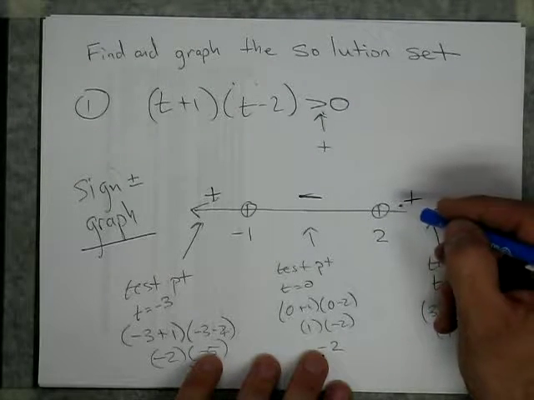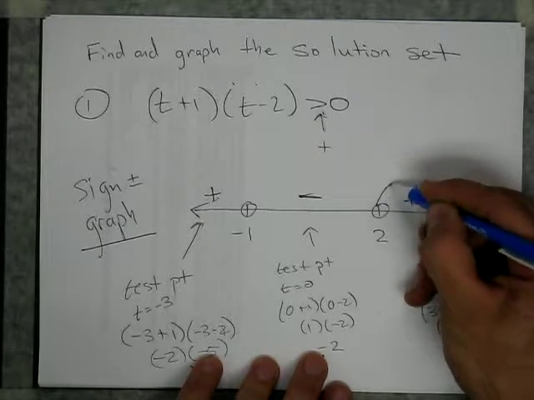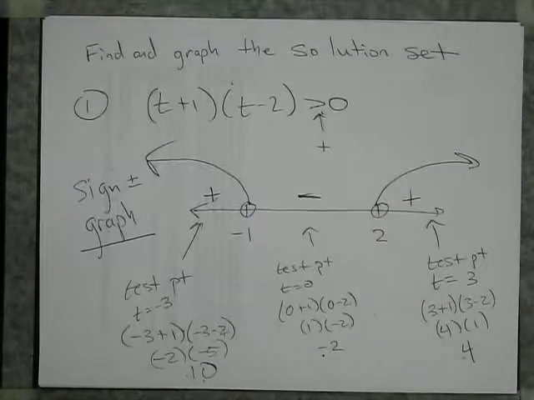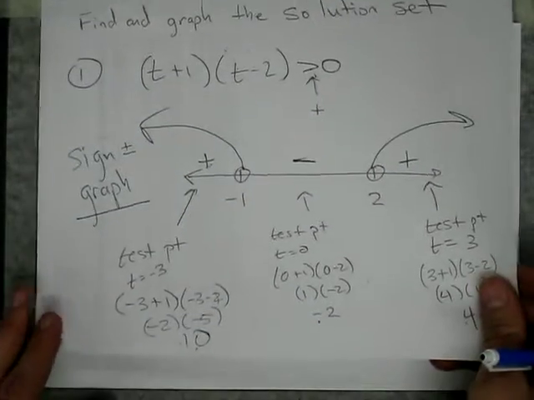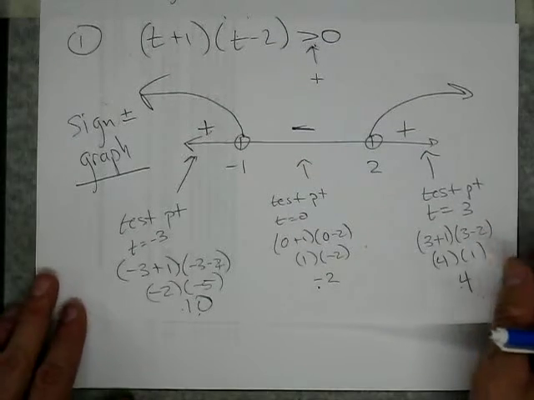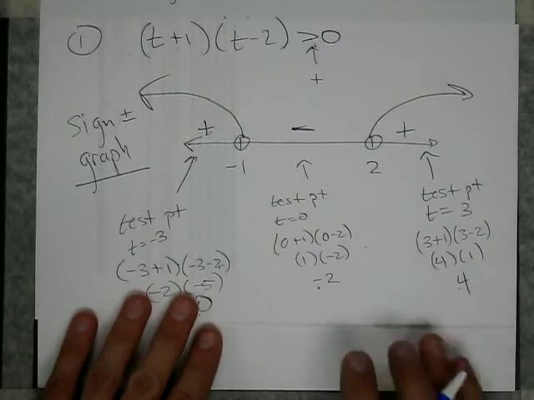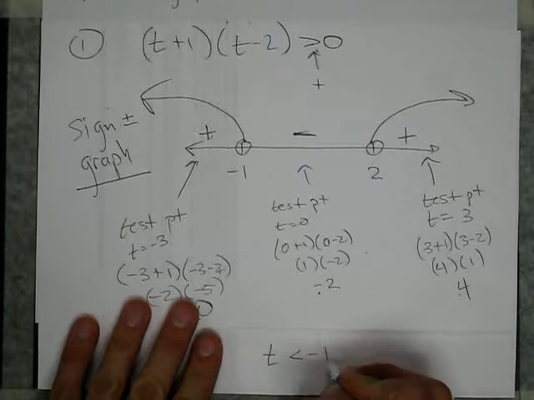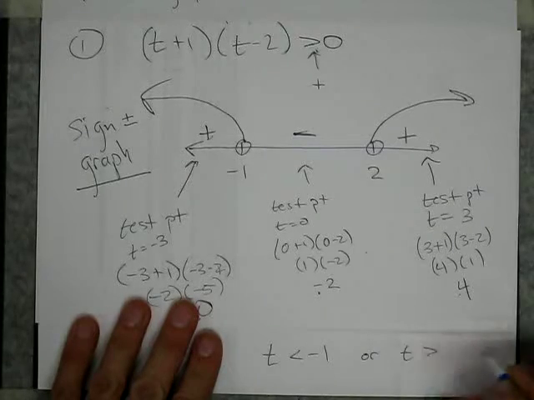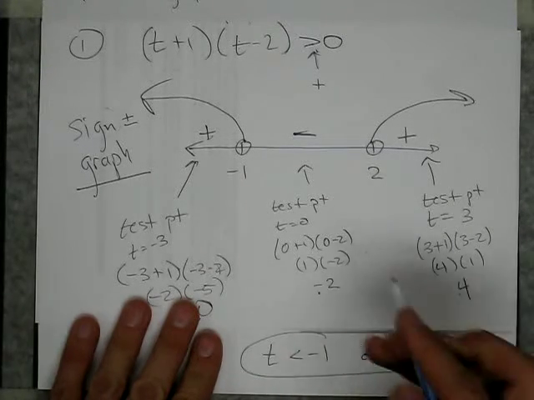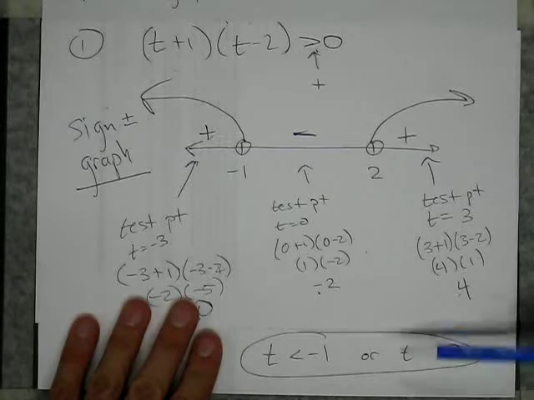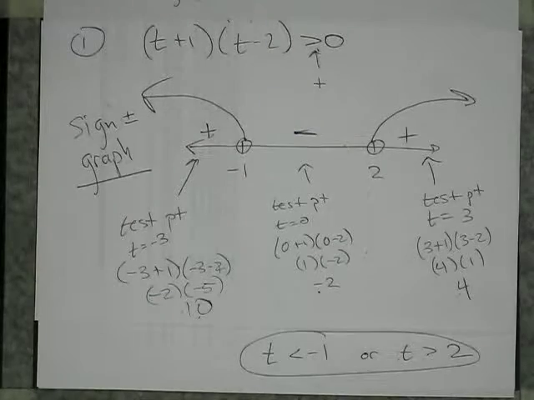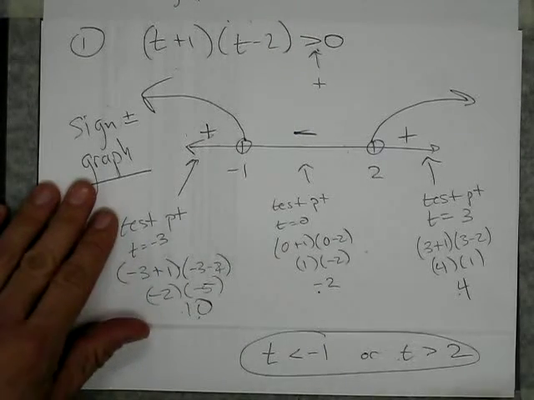So we find and graph the solution set. So the solution set for this is t, and I'm kind of running out of room because I showed the test points. I'm going to move this up slightly and put it on this next line. The solution set would be t is less than -1 or t is greater than 2. So there's your solution set, there's your graph. Okay, this is your graph, this is your solution set. So that's a sign graph there. Now, let's do another one.